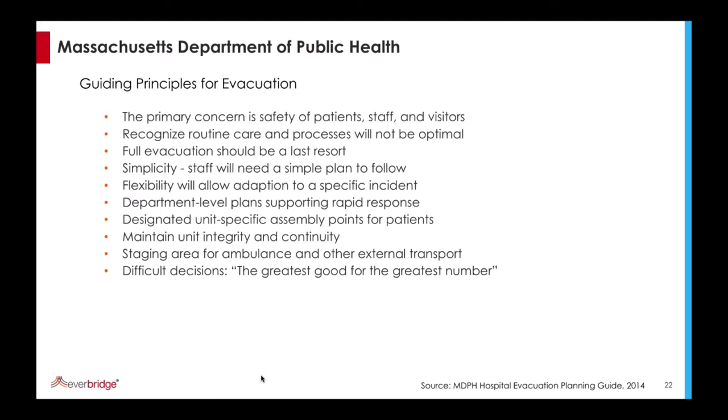You need to acknowledge that routine care, as best we know it, will not be optimal in such a case. Full evacuation should be the last resort. Keep it simple, keep it flexible so you can respond to a specific incident. You don't need an evacuation plan for each of your vulnerabilities. There should be department level plans. There should be a designated unit-specific assembly point for patients. And try to maintain like staff, like patients together, rather than distributing them in any other way, to make sure the continuity of care has its best chances.